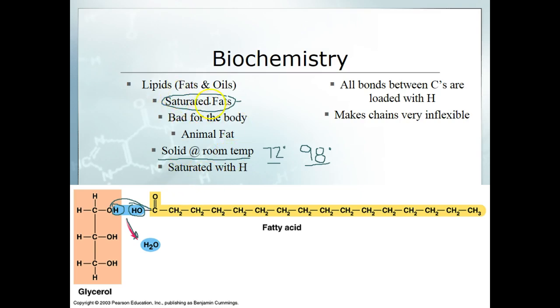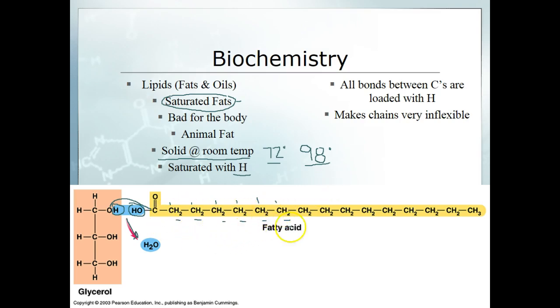When we talk about fats being saturated, what are we actually talking about? The answer is we're talking about it being saturated with hydrogen. Notice that every carbon here and here and here and here and here and here all have H2 attached to them, meaning that we are completely saturated with hydrogens all the way through the chain.